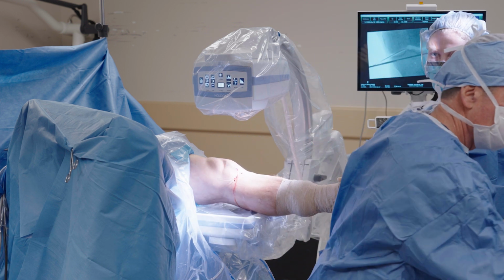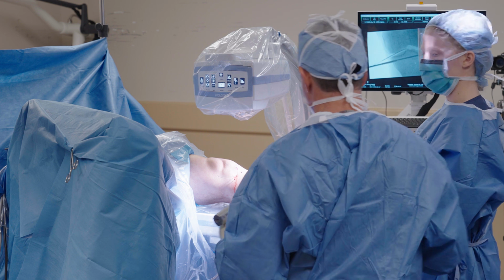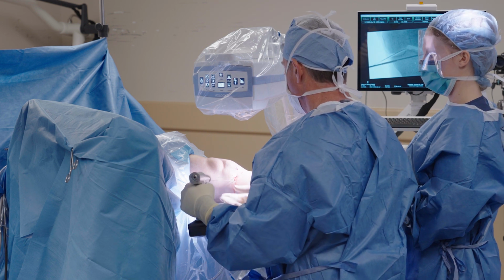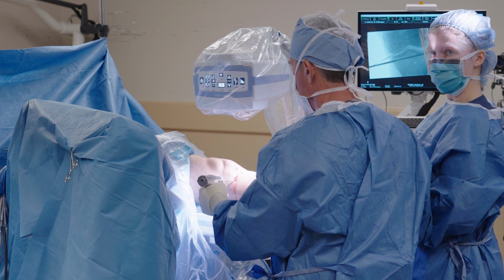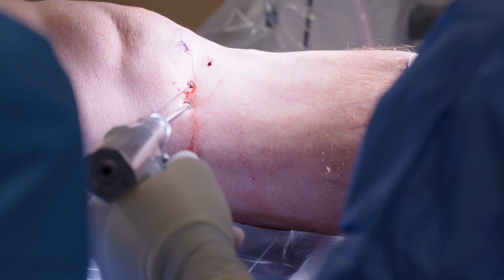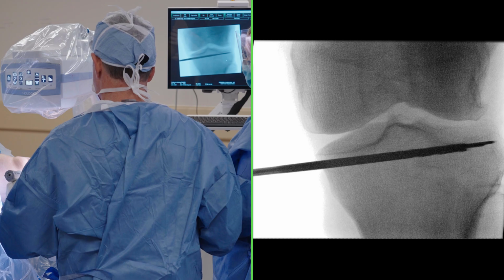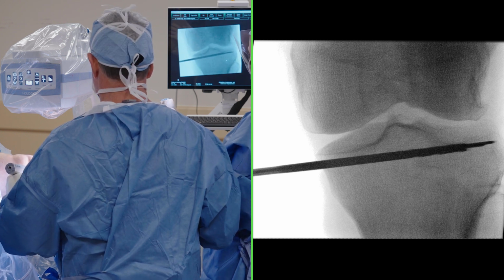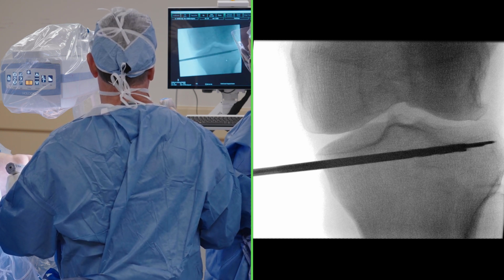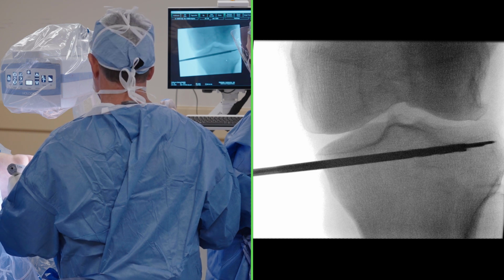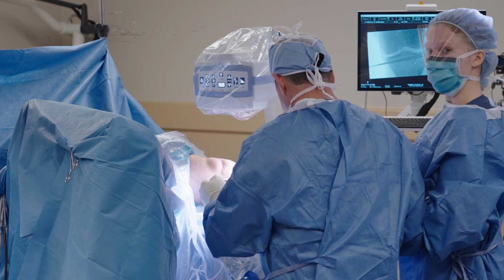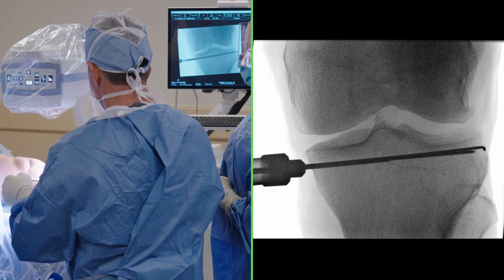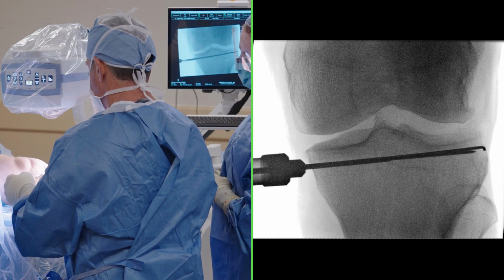We'll go ahead and drill now, and the drill is a good way to feel from a tactile perspective where we are relative from the near to the far cortex. So I like to use the drill to get a sense of feel. Good. So I think that's the other cortex right there. I'm going to do a true depth measure using an AO depth gauge.